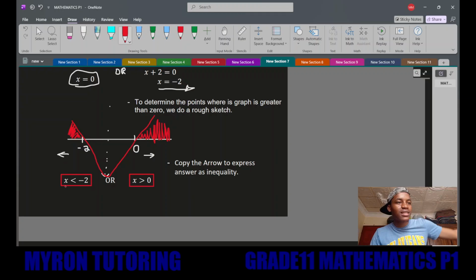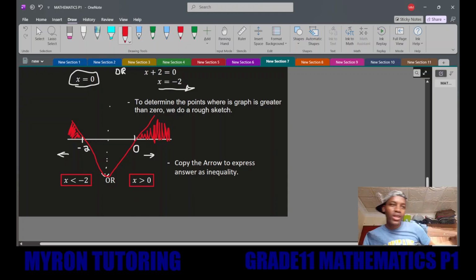So it's what? x is less than -2. Why is it less than? Because the arrow is pointing to the left. And on this side we see, okay, at 0 it's equal to 0. Then everywhere after 0 it's greater than 0. Then to the right, you copy this arrow, then you have x greater than 0. That's how you're going to tackle that question.